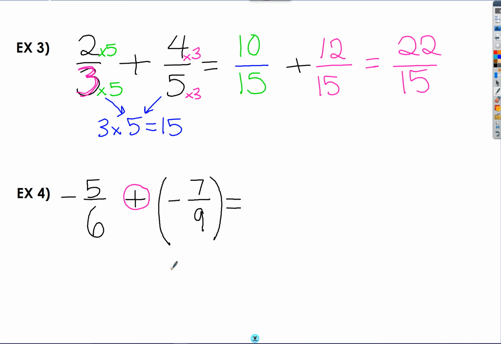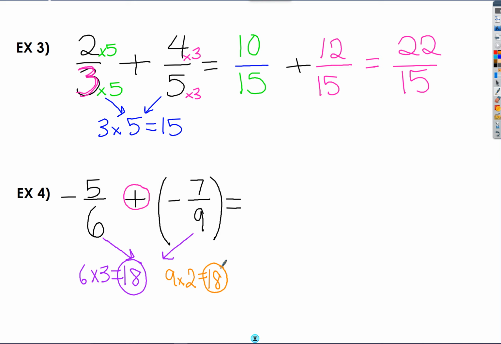So right now, they're not common, so same thing. We can get a common denominator. There is something called a lowest common denominator or least common denominator. In this case, the least common denominator would be 18, meaning I can multiply 6 by 3 and get 18, and I can multiply 9 by 2 to get 18.